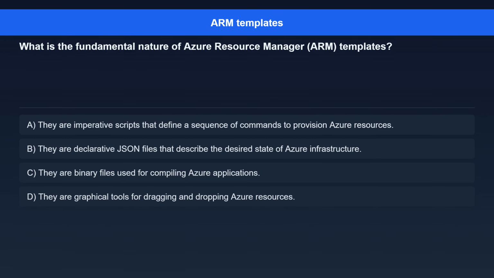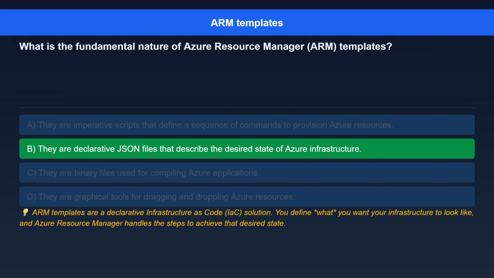Question 4. What is the fundamental nature of Azure Resource Manager, ARM, templates? Option A. They are imperative scripts that define a sequence of commands to provision Azure resources. Option B. They are declarative JSON files that describe the desired state of Azure infrastructure. Option C. They are binary files used for compiling Azure applications. Option D. They are graphical tools for dragging and dropping Azure resources.